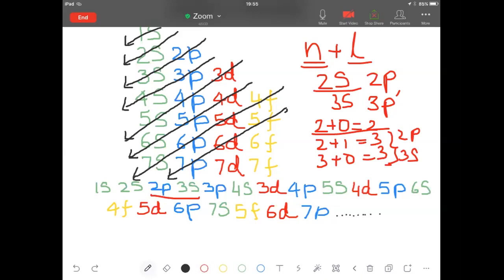Because when I'm applying the n plus l rule, what is happening in this case is that the subshell with the lower value of n will be filled up first, in case the n plus l for the two subshells in question turns out to be the same. All right. So it is always like this.